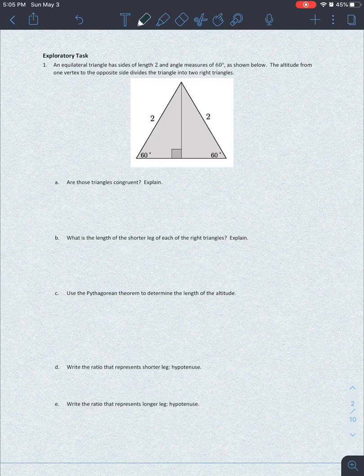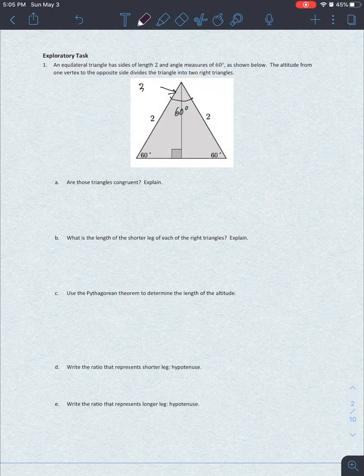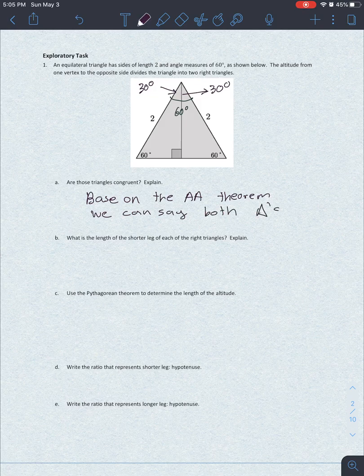So if you remember earlier in the week, we talked about similarity and proving if triangles are congruent. So here, this original angle is 60, and then each part split into 30. So based on the angle theorem, we can say both triangles are congruent. Cool.